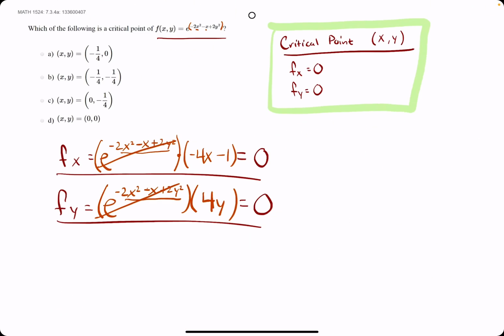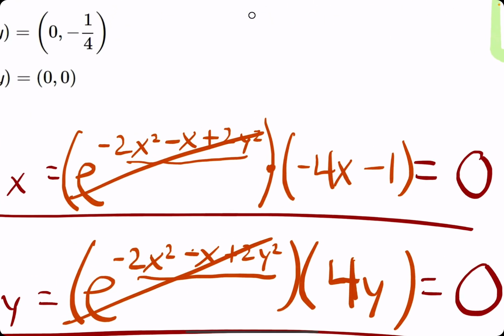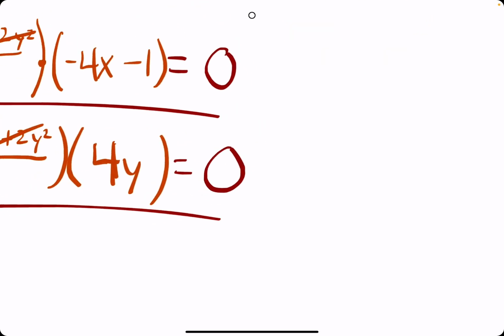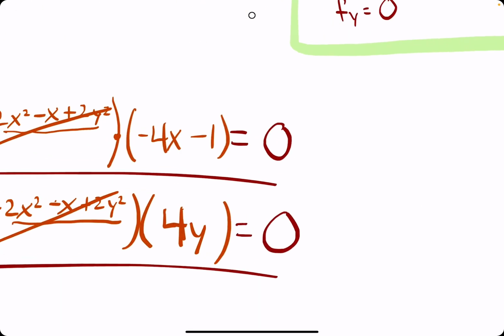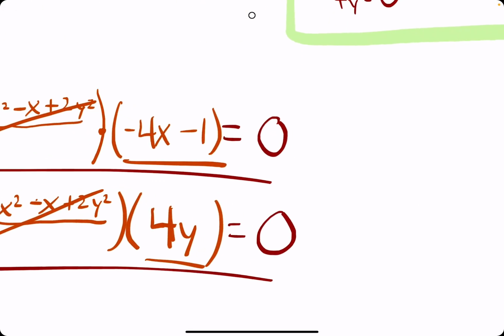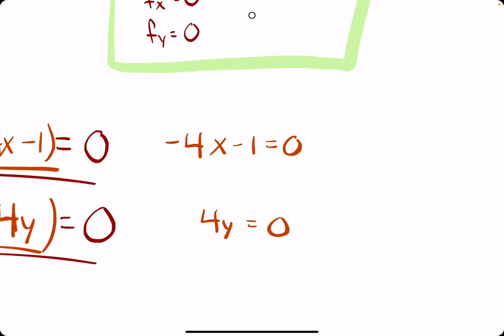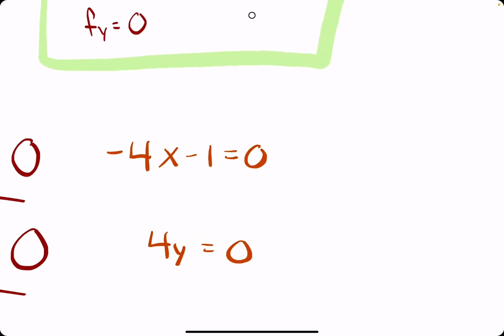So if fx is going to be equal to 0, it's not going to be because of the e term, and same thing with fy. Fy will not be ever equal to 0 because of this e term. It's all going to be based on the second factors being equal to 0. So that's what we'll do. We'll set these equal to 0, and we'll solve for x and y.